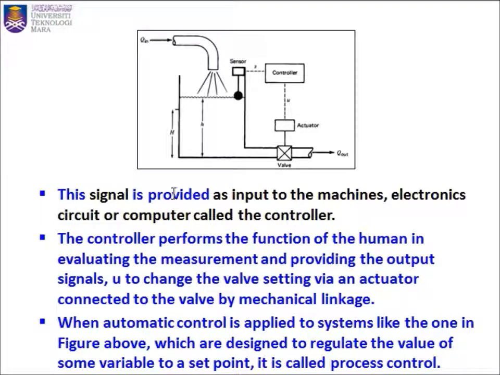Okay, the signal is provided as input to the machine, electronic circuit or computer called the controller. Okay, the controller performs the function of the human in evaluating the measurement and providing the output signal U to change the valve setting via an actuator connected to the valve by mechanical linkage. Right? When automatic control is applied to systems like the one in the figure above, which are designed to regulate the value of some variable to a set point, it is called process control.